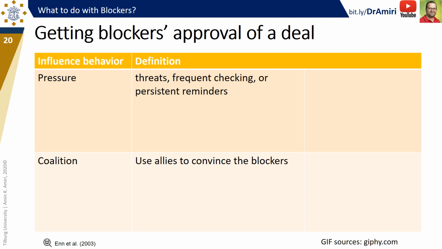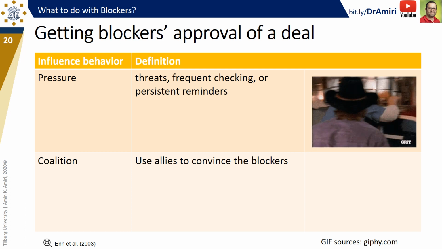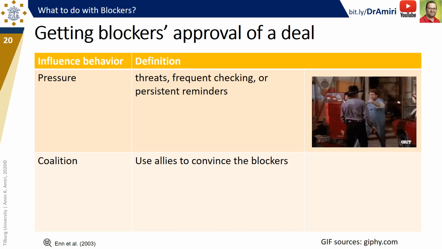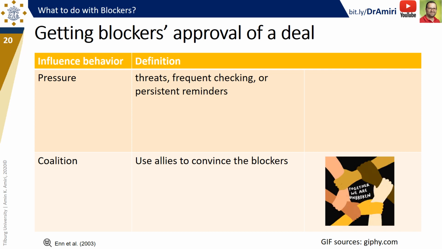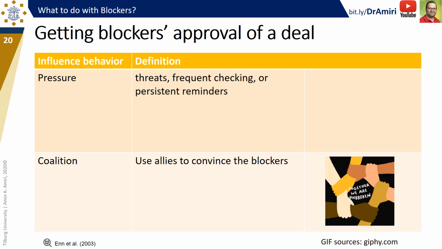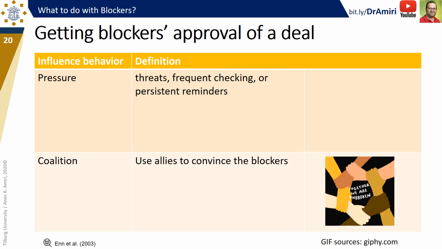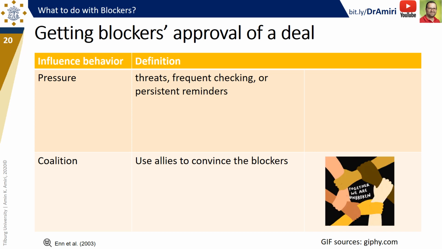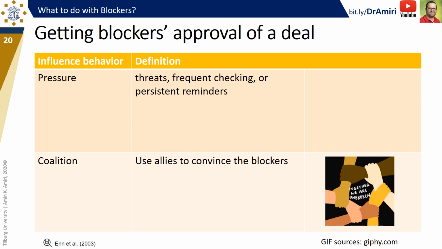A sixth influence behavior is pressure. The CIO uses threats, frequent checking, or persistent reminders to influence the blockers to do what he or she wants. Finally, the last influence behavior is coalition tactics. The CIO seeks the help of others to convince the blockers to do something. The CIO may also use the support by the allies as a reason for the blockers to support the proposal.